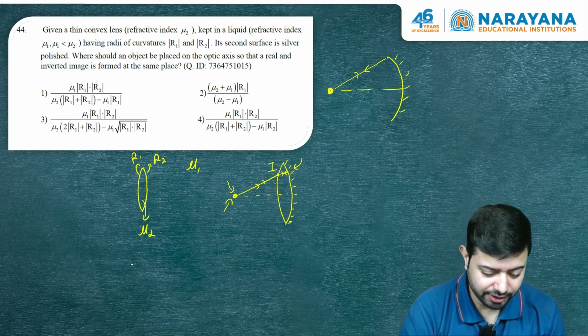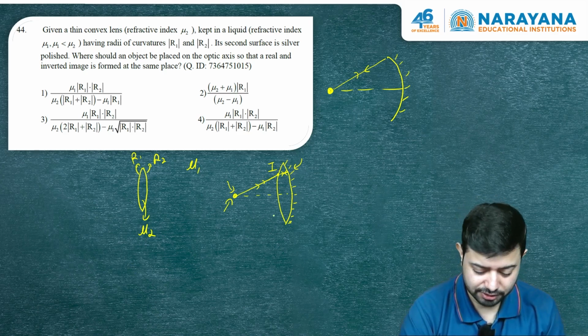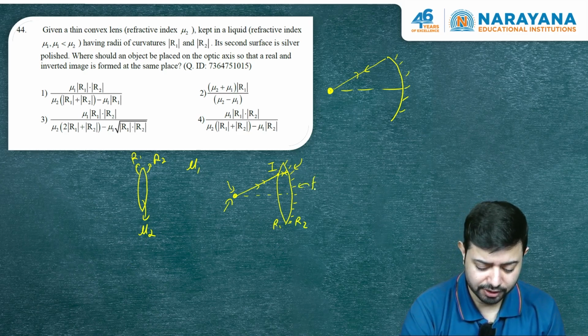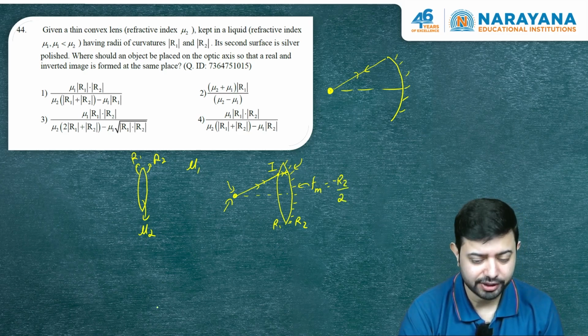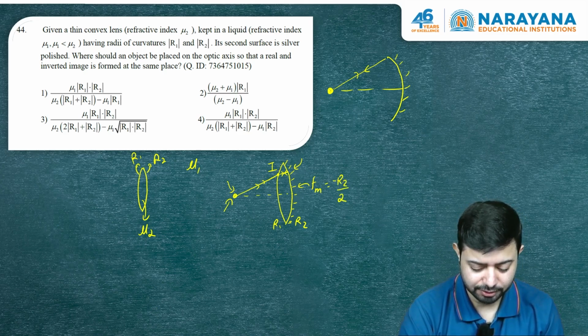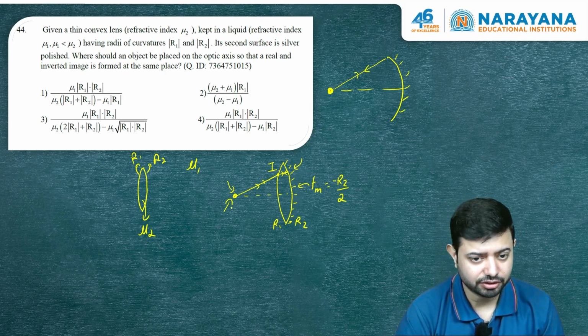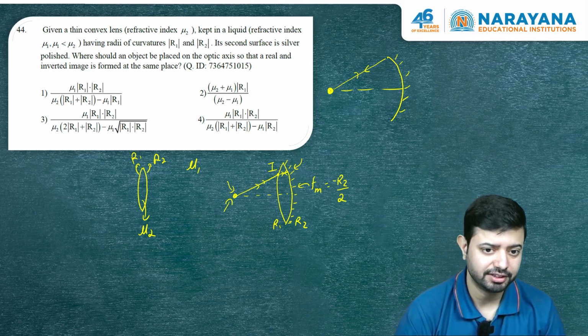And they have already given the radius of curvature, this is R1, this is R2. So, for this particular mirror, what is the Fm? It is going to be minus R2 by 2 for the mirror, right. So, where should be the position of this image or object? This can be decided very easily now, right.